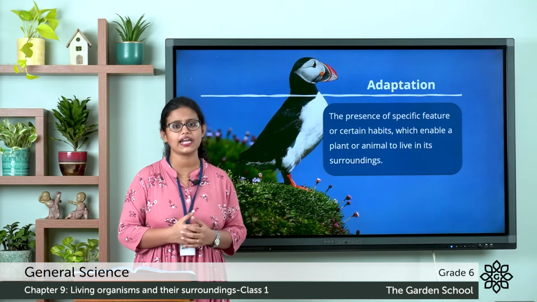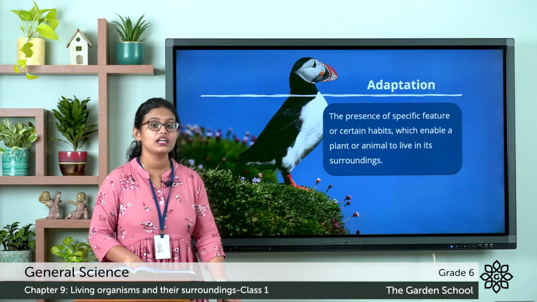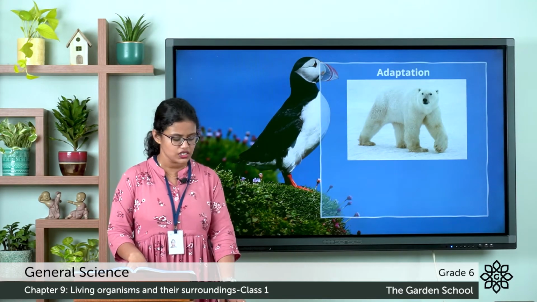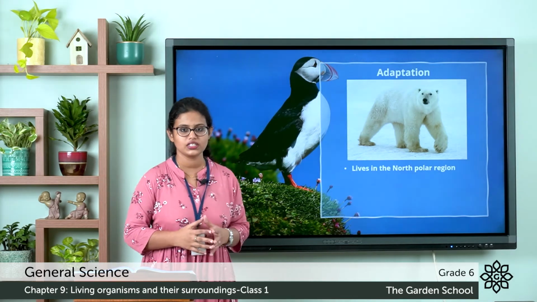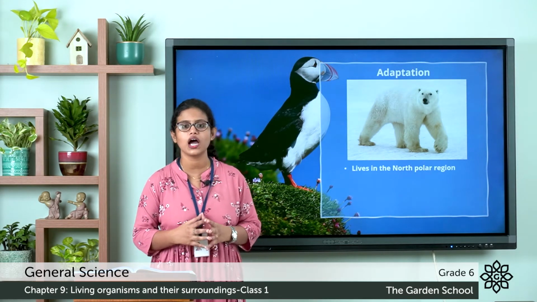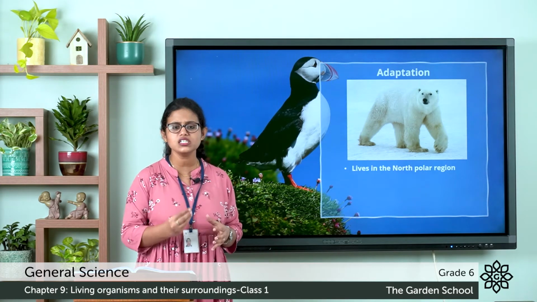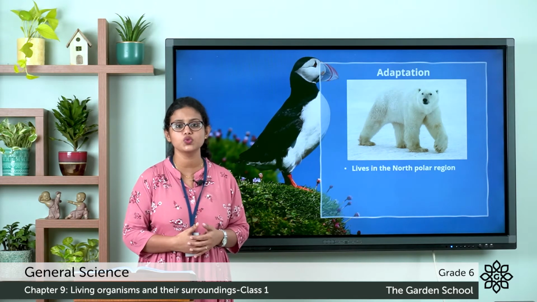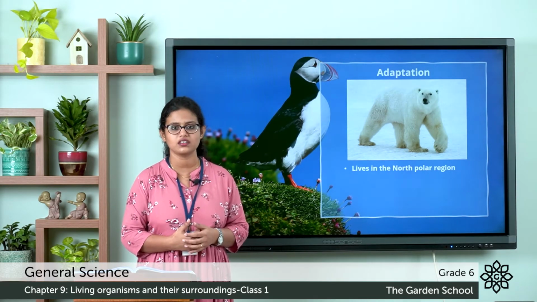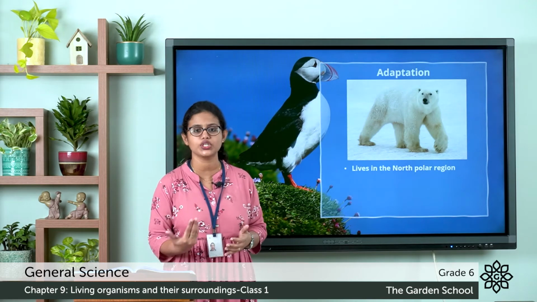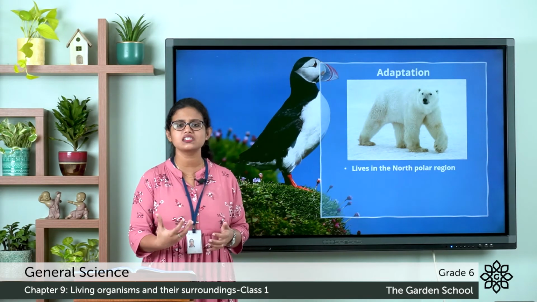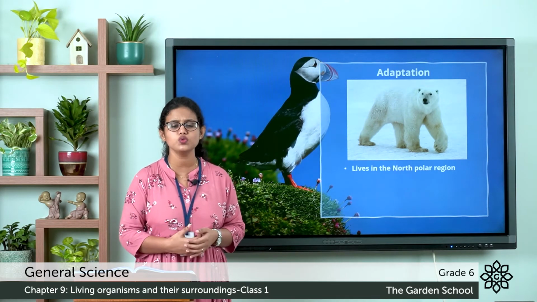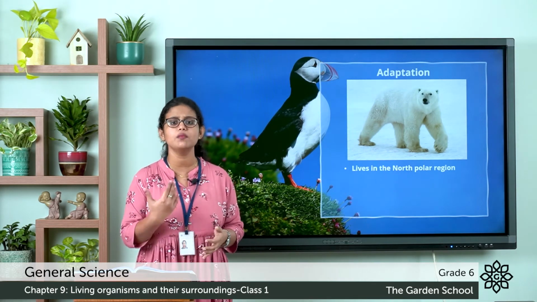That is called adaptation. Now let's discuss one example, the polar bear. Where does the polar bear live? It lives in the North Polar region. This polar bear has some special features that help it to survive in its habitat. It lives in the cold Arctic region, and it has some adaptive features that help it to survive in this extreme cold climate.